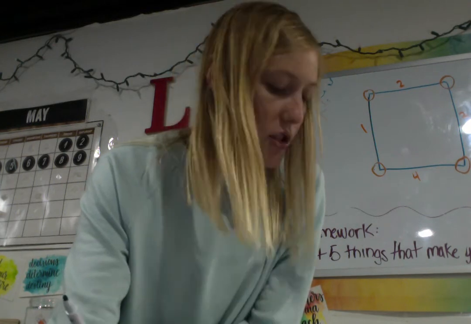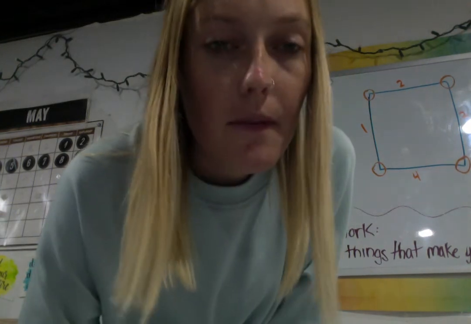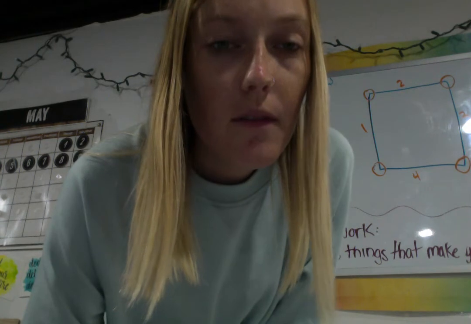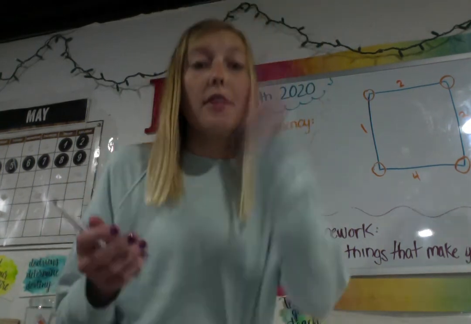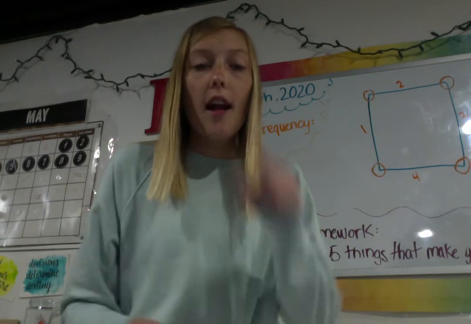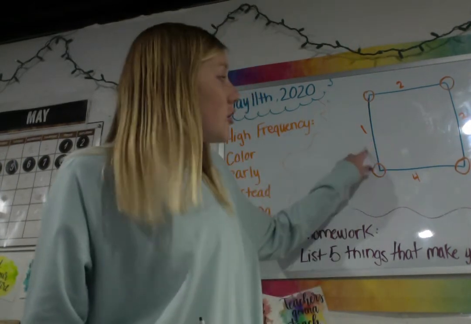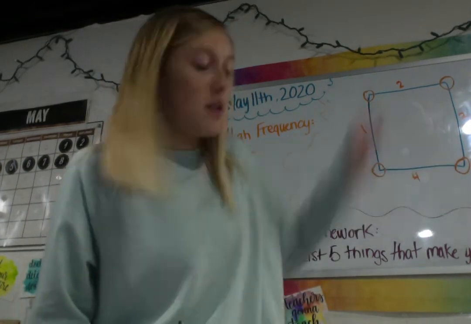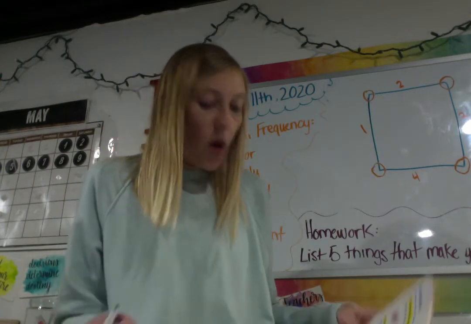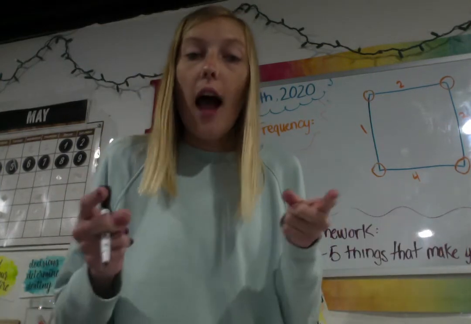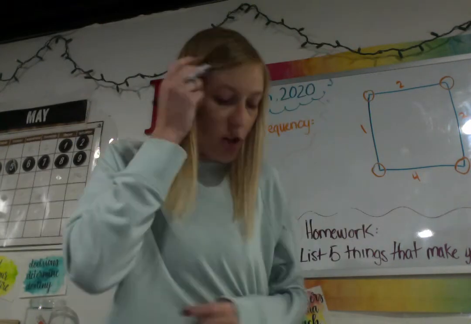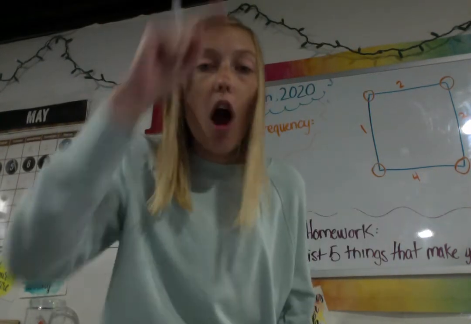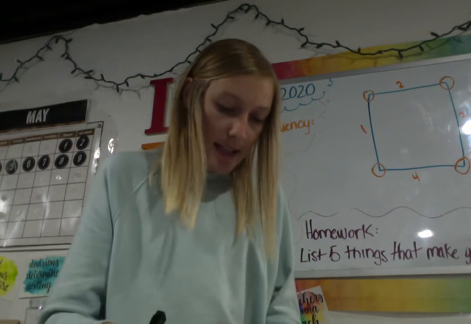How are they the same, Christian? They both have 4 lines and they have 4 corners. Yeah, both the rectangle and the square had 4 sides, just like this, and 4 corners. The only reason they're different is because on a rectangle, 2 of the sides are long and 2 of the sides are short, whereas on a square, all 4 lines are the same size.